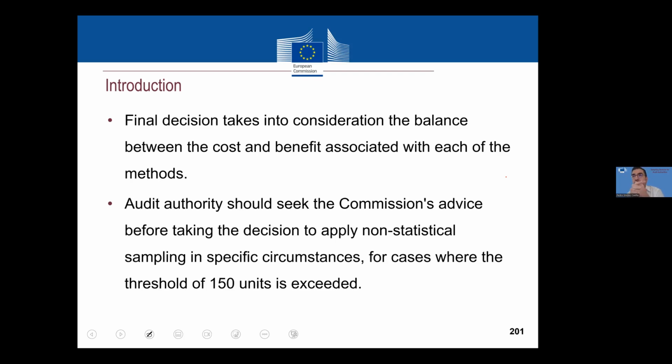In cases where exceptionally an audit authority would like to still use non-statistical sampling when you are above 150, imagine that you have a population of 152 operations, and you still consider that the effort associated with statistical sampling is disproportionate, you should, of course, seek Commission advice in order to see if the Commission considers that this is still possible or not.